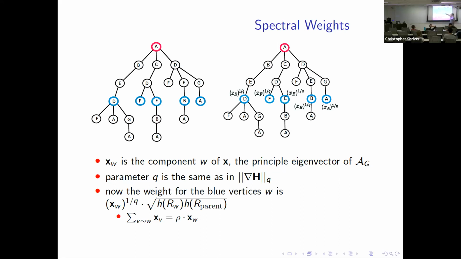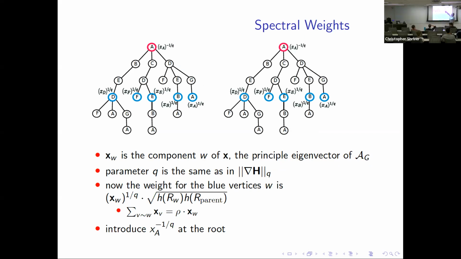Actually, this setting gives rise to using the standard relation we have for the entries of the principal eigenvector, right? The sum of the components of the neighbors of vertex W is equal to the spectral radius times the component W, right? So we also need to put some weight here in order to fix things and make the whole computation give rise to matrix norms. And this weight here is basically what prevents us from handling unbounded degree, right? This is a technical problem.